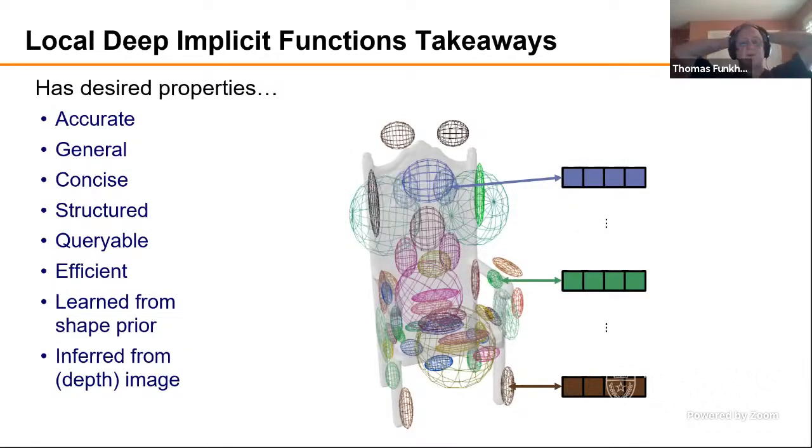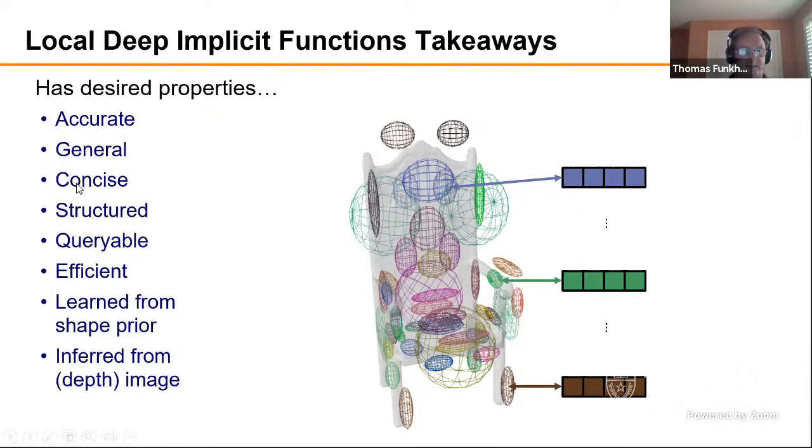Okay. So the takeaway is that this particular representation has almost all the properties that we asked for in our list of desirable properties. It's not perfect in most of them, but it's certainly a step forward relative to other learned representations in almost all of them. So it's more accurate than other learned functions, because it's locally encoding and locally decoding, it can get higher accuracy. For the same reason, it gets better generality. The shape space of local areas of shapes is much easier to generalize than entire shapes.